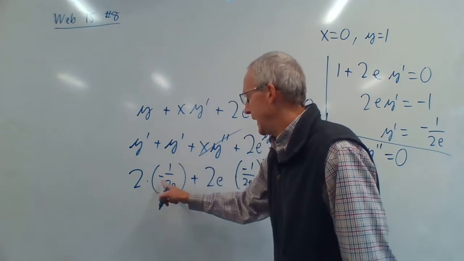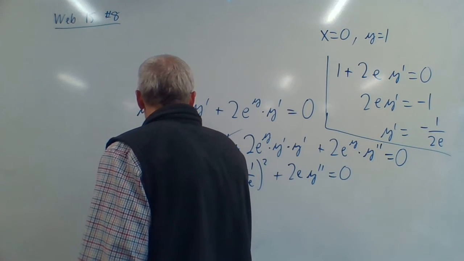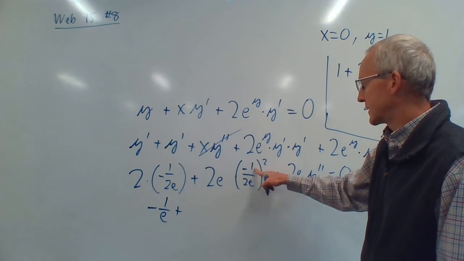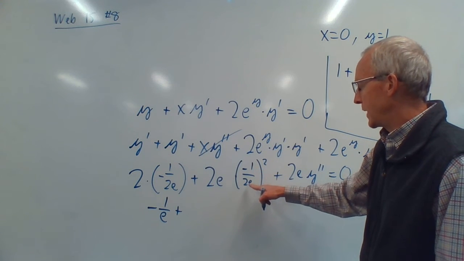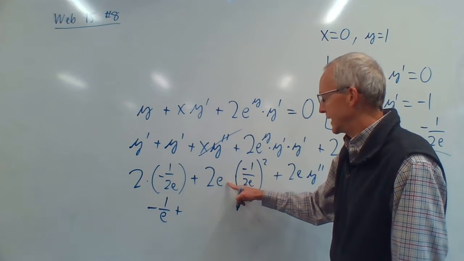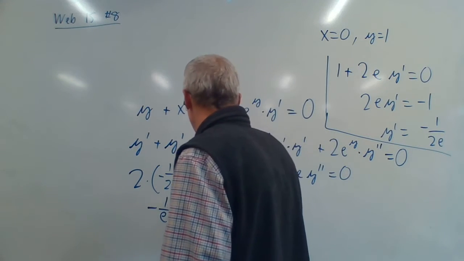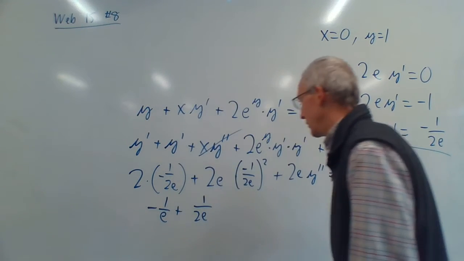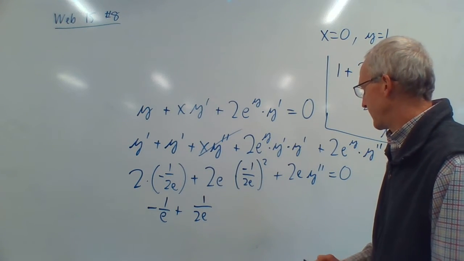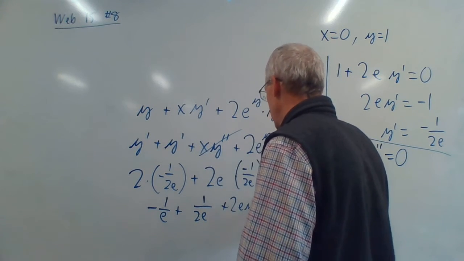So let's see. Negative, the 2's cancel, so this is negative 1 over e, plus the 2e's cancel. Oh, wait, this is squared, so this makes it positive now. We have a 2e in the bottom, squared, and a 2e here. That's going to get rid of one of the 2e's, but we're going to have a 2e left over because it's squared, so I believe that's 1 over 2e. Yep, I think that's right. Plus 2e, y double prime equals 0.